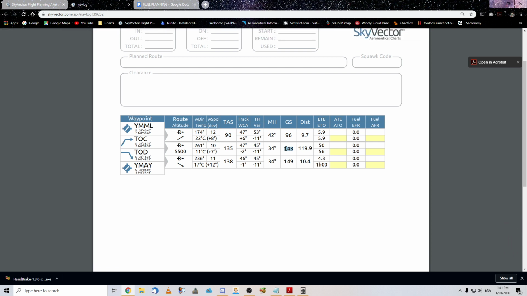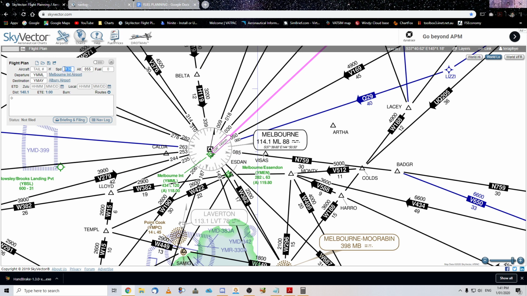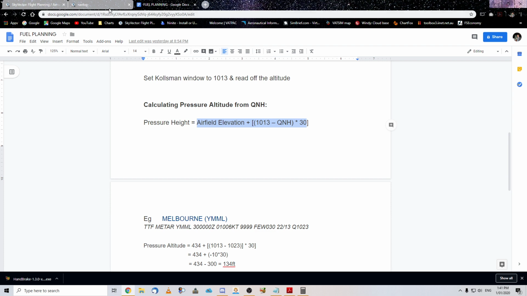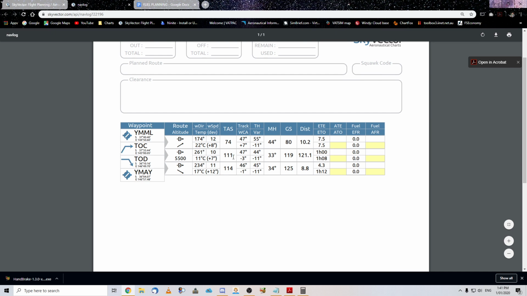Hang on, I've just done something. I'll put 111, sorry. I forgot to do something. Do another navlog. Okay, so our true airspeed here is 111. But because we've got basically a 10 knot tailwind, that's kicked it up, and we're doing a ground speed of 119 knots. So we've basically got an 8 knot tailwind.